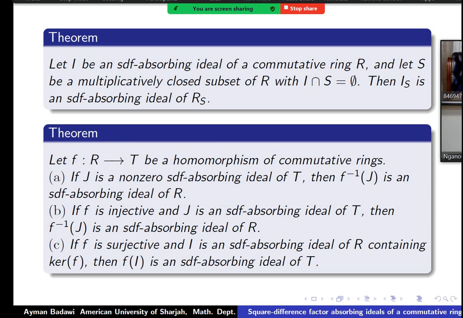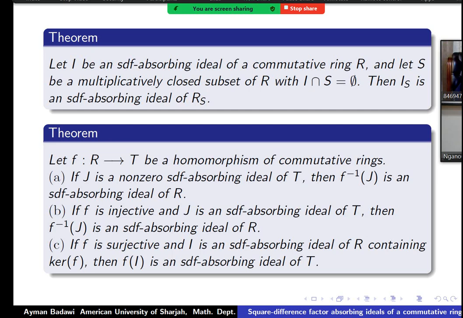Like if you have an ideal I that is an SDF absorbing ideal, and S is multiplicatively closed, and I intersection S is empty, what can we say about localizing I at S? Well, it's going to be the same. I_S will be an SDF absorbing ideal. And this is also a natural thing to do. What's going to happen under ring homomorphism?